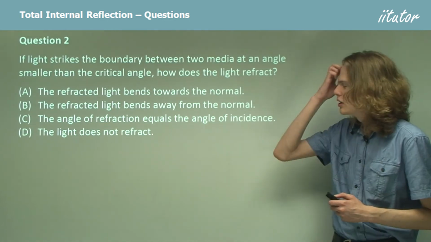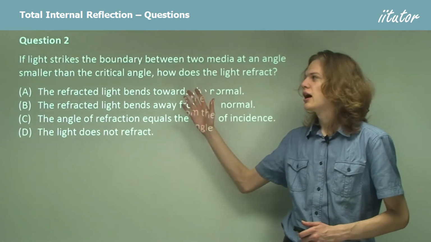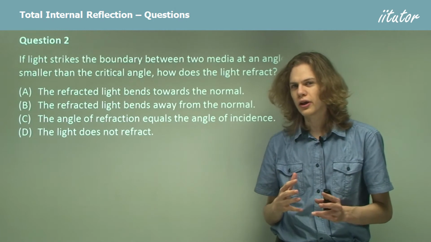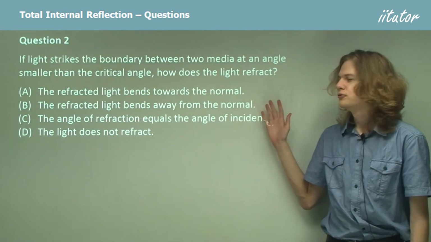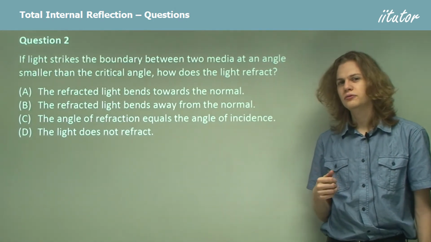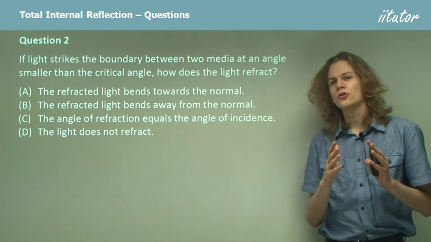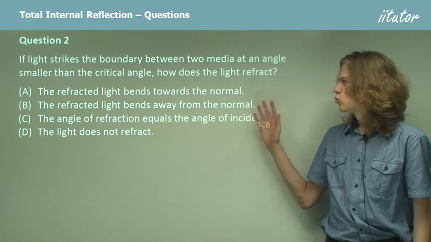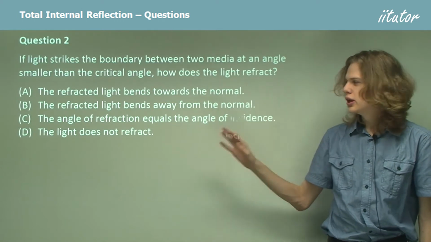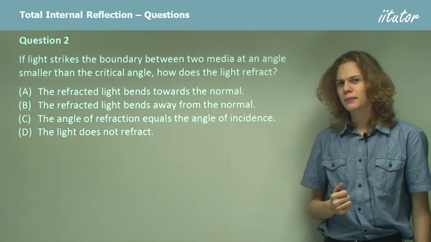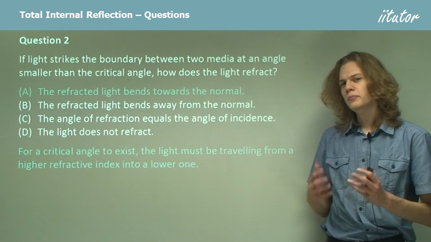Question 2. If light strikes the boundary between two media at an angle smaller than the critical angle, how does the light refract? So in this case, we might have an angle of incidence that is very close to the normal. Does the refracted light bend toward the normal, away from the normal, neither of these, or does it not refract? Now once again, it can't be A.